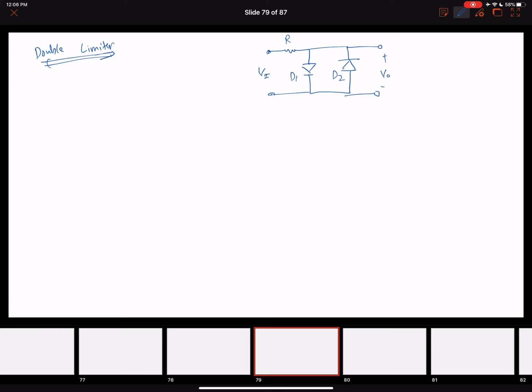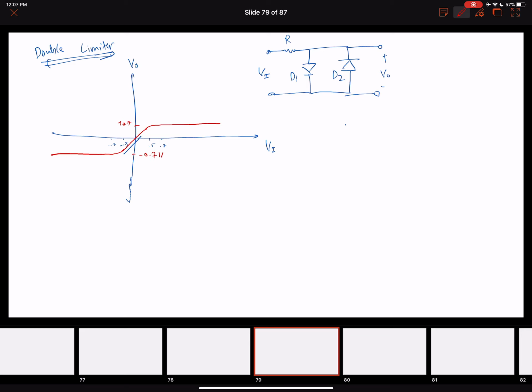So let me draw the transfer characteristics for this circuit, input and output. It's 0.5, 0.7, minus 0.5, minus 0.7. I'm going to draw it with a red one. It will remain here, there's going to be a smooth transition and then constant. There's going to be a smooth transition and then constant, right? And that's it. This is limiting at 0.7 volts and minus 0.7 volts, right?